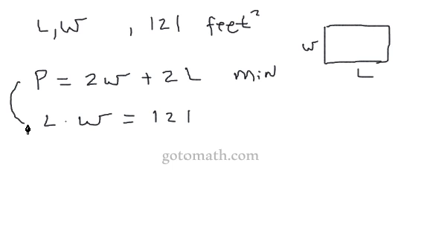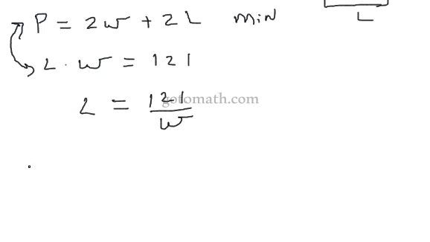We have our two equations set up here, and we want to get our primary equation all in terms of one variable. It doesn't matter which one you solve for, L or W, it makes no difference. We're going to solve for L here, and so we have 121 over W. Now I'm going to plug this into the primary equation so we can get everything in terms of one variable, and in this particular case it's all going to be in terms of W.